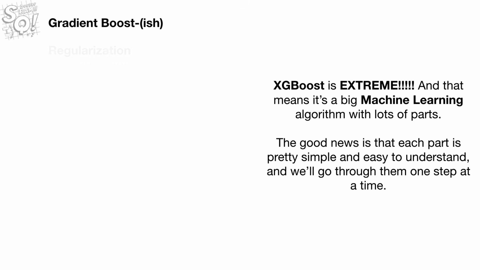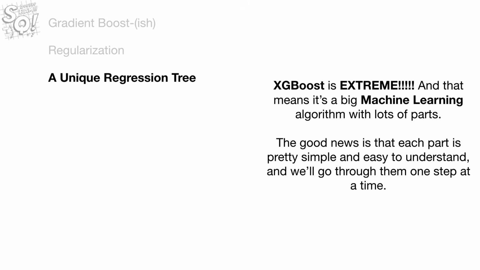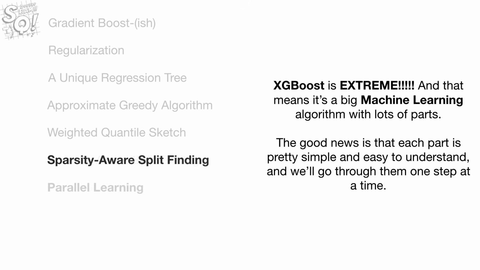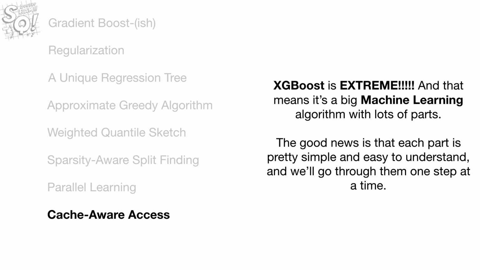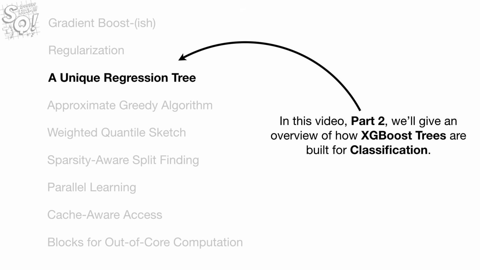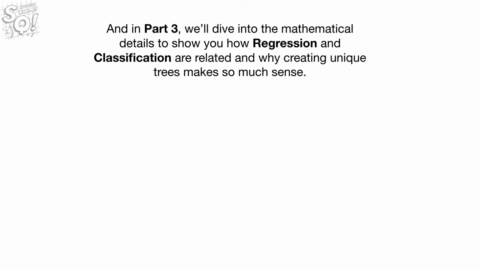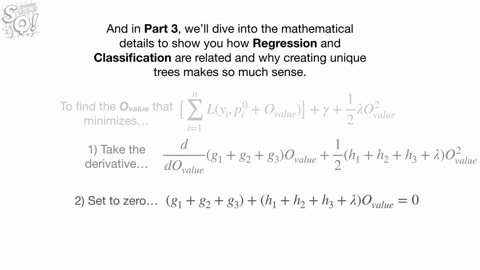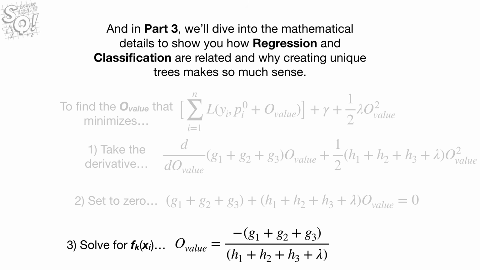XGBoost is extreme, and that means it's a big machine learning algorithm with lots of parts. The good news is that each part is pretty simple and easy to understand, and we'll go through them one step at a time. In Part 1 in this series, we provided an overview of how XGBoost trees are built for regression. In this video, Part 2, we'll give an overview of how XGBoost trees are built for classification. And in Part 3, we'll dive into the mathematical details to show you how regression and classification are related and why creating unique trees makes so much sense.